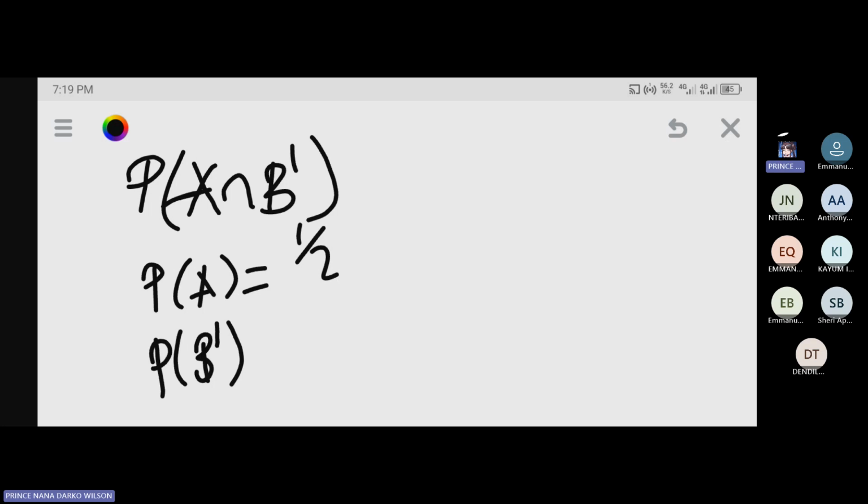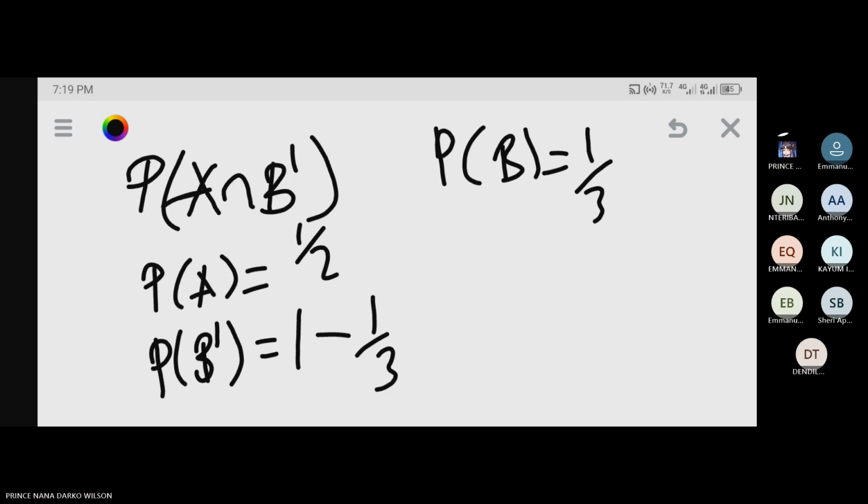According to the properties of probability we learned, the probability of an event A occurring is given as probability of A. The probability of A not occurring, in other words A complement, is going to be total probability, which is 1, minus probability of A occurring. The same applies to B. We know that the probability of B is given as 1/3, according to the question. But the probability of B not occurring, or B complement, is going to be 1 minus 1/3, and that gives us 2/3.